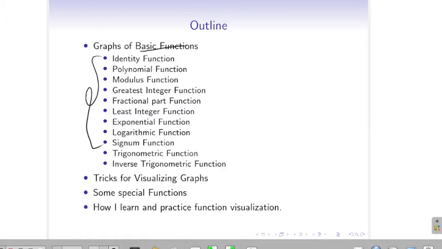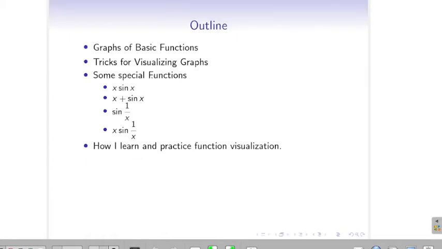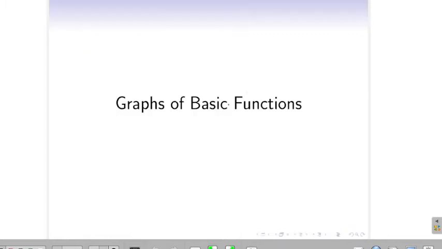all the functions visualization. After that, these are some tricks: 1, 2, 3, 4, 5. These 5 tricks will help us to draw uncountably many other functions. Then there are some special functions which are a bit useful and important. And then last, how do I learn function visualization? Let's start from some basic functions.